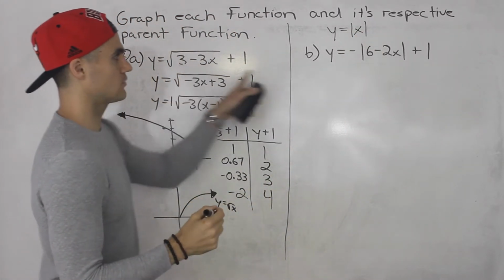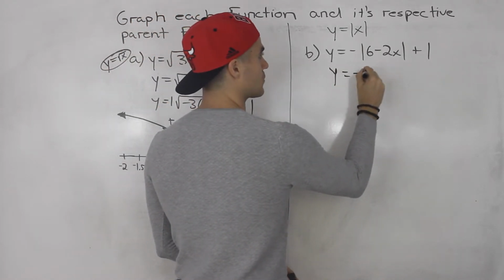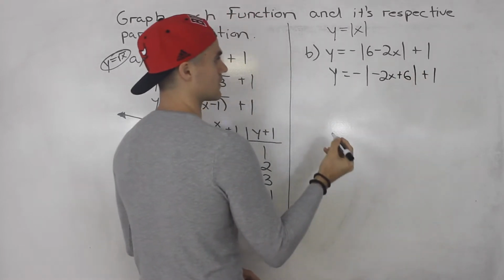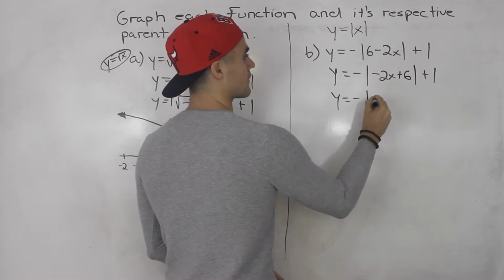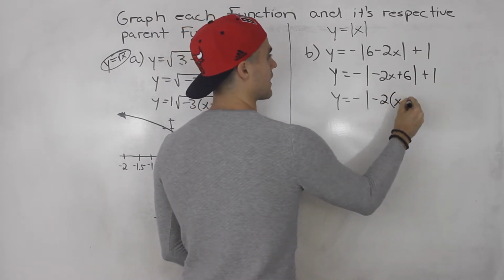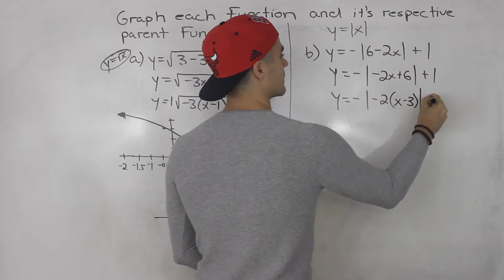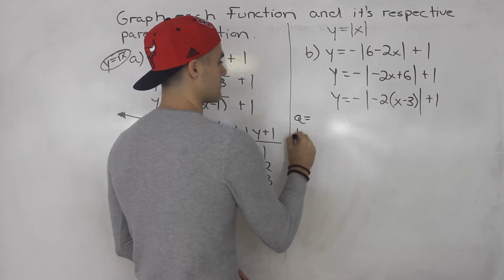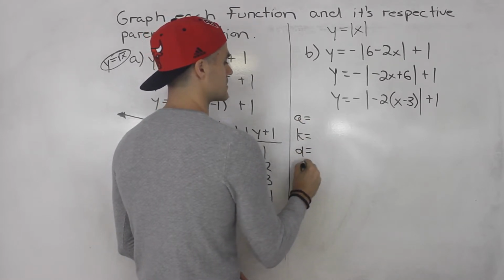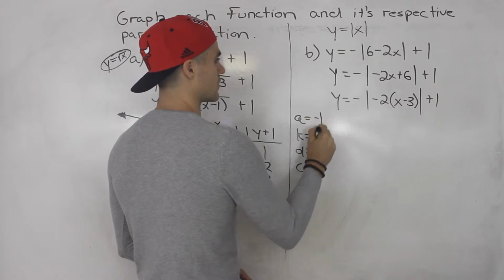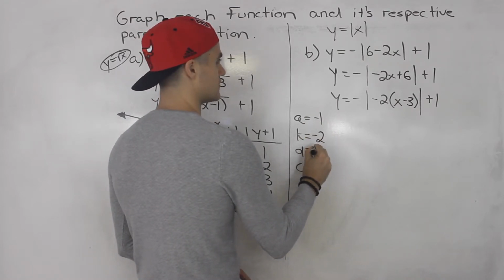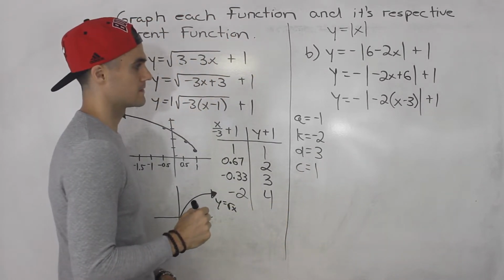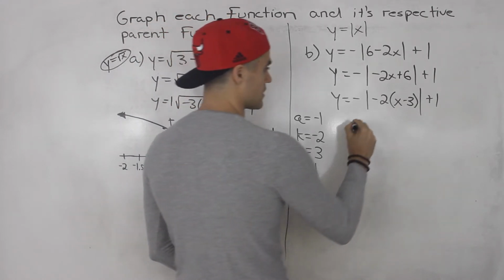And like over here, you want to rearrange this in proper transformation format. So you want to have negative 2x plus 6 plus 1. So this would be negative, and then if we factor out a negative 2, we'd end up with x minus 3. This would be plus 1 right there. So from here, it's easy to tell what's the a value, what's the k value, what's the d value, what is the c value. The a value is negative 1, k value is negative 2, d value is positive 3, c value is positive 1.